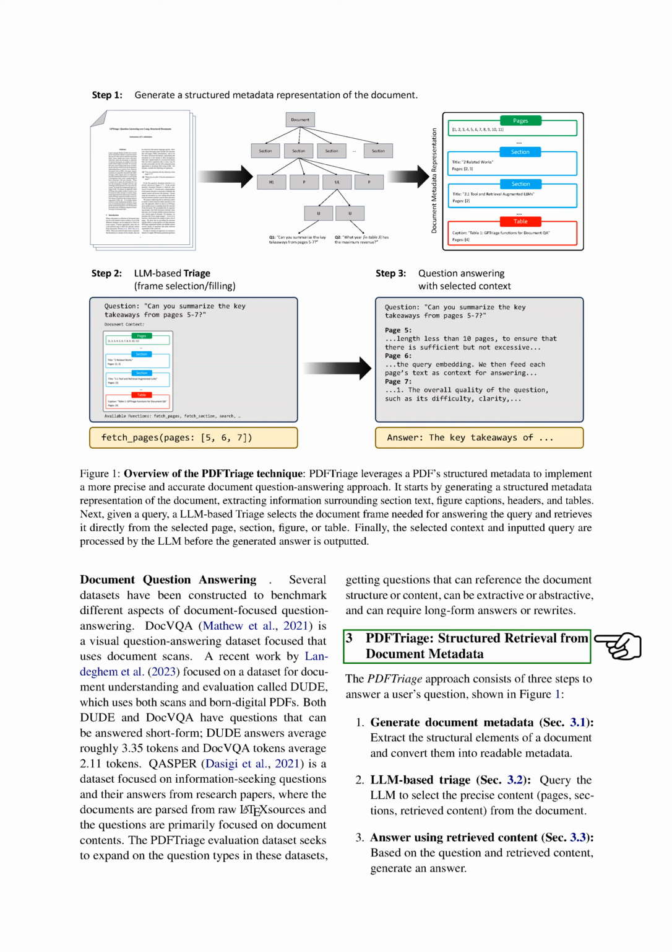Now, let's discuss PDFTriage, structured retrieval from document metadata. The PDFTriage method involves 3 steps to answer a user's question. First, it generates document metadata by extracting the structural elements of a document and converting them into readable metadata. Second, it uses an LLM-based triage to select the precise content from the document. Finally, it generates an answer based on the question and the retrieved content.